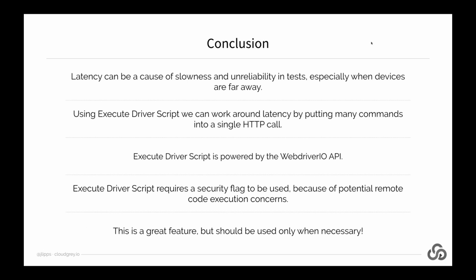So to summarize this section on execute JavaScript, latency can be a huge cause of slowness and unreliability. And we can work around this using execute JavaScript by batching whatever commands we want into a single HTTP call. Execute JavaScript uses the WebDriverIO API. You basically write WebDriverIO code as a string and then send that to the Appium server, which then unwraps it and executes it. Because of potential security concerns, you do need to start Appium with a special flag to make sure that you're not unknowingly opening yourself up to the security implications.